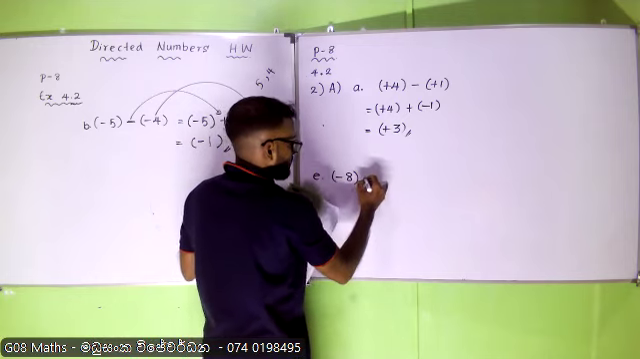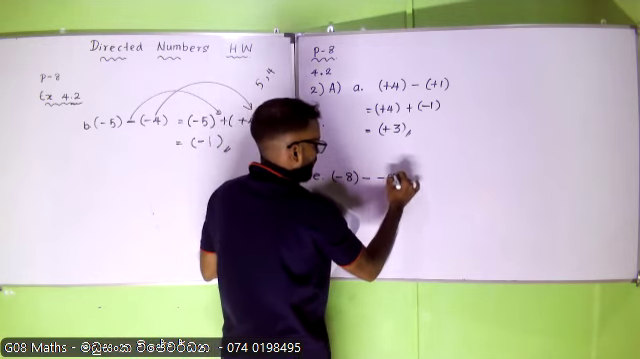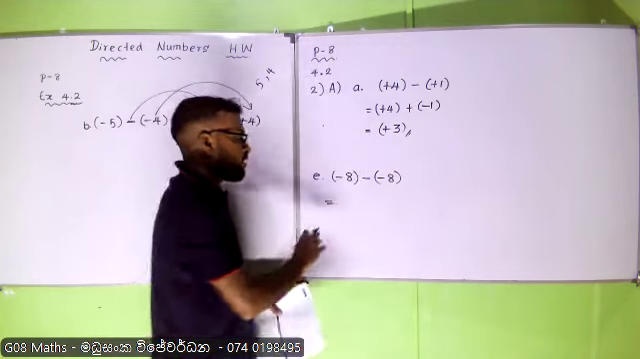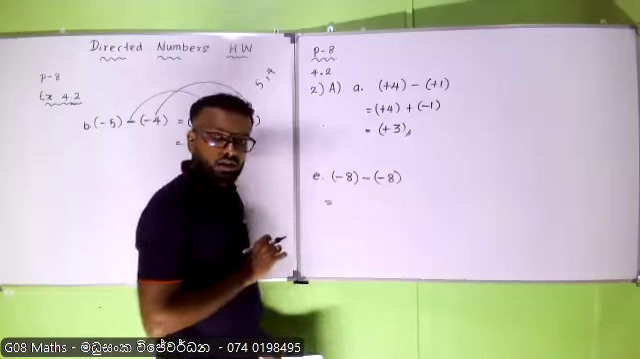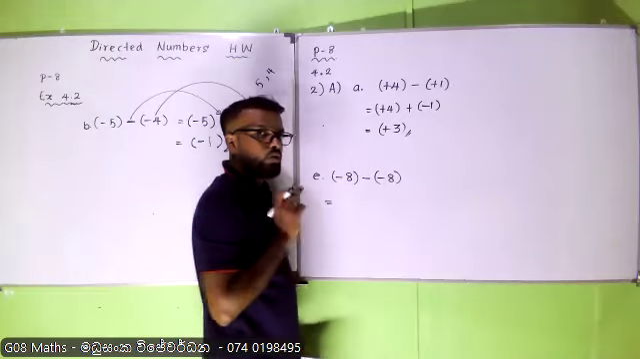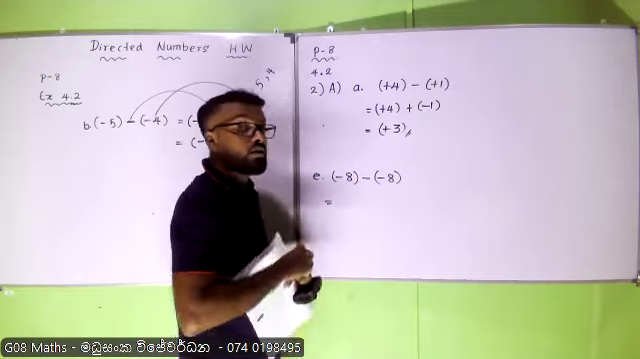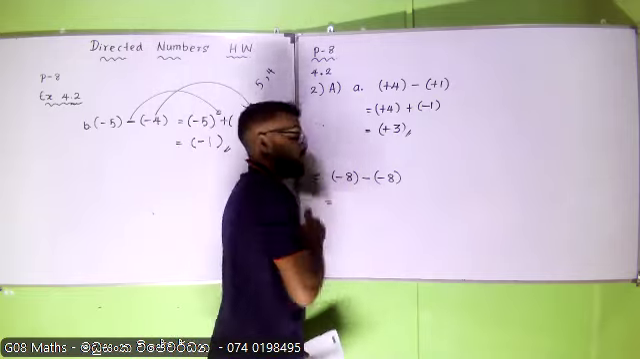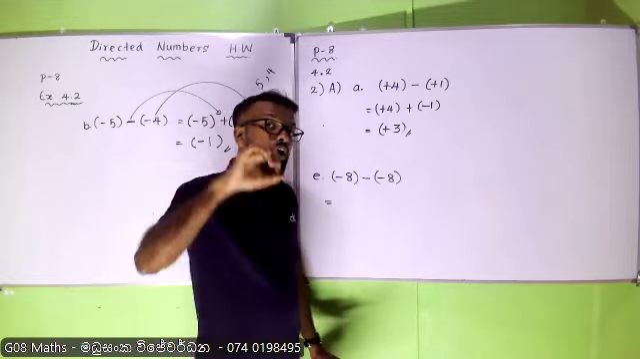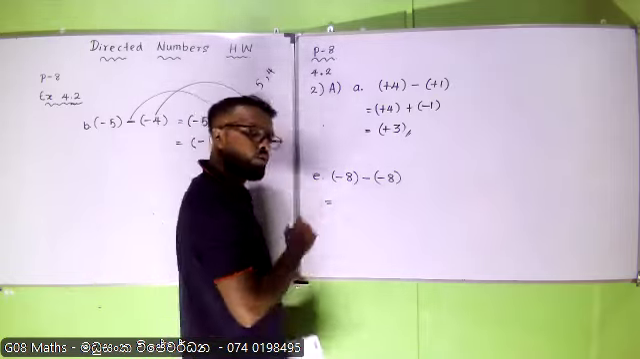Negative 8. Subtract negative 8. What is this? You need to be very careful about this one. You have two directed numbers and you have to subtract. You do not know how to subtract, but you know how to add.